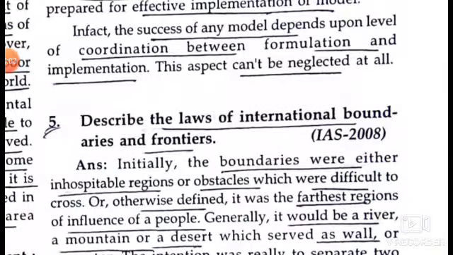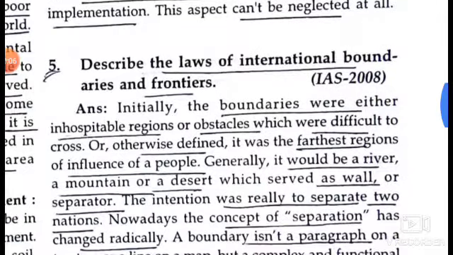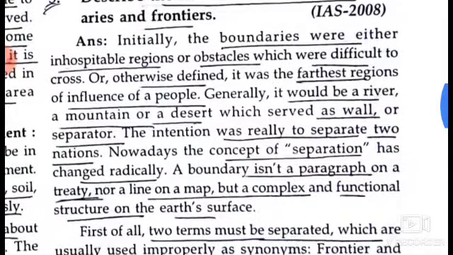Describe the laws of international boundaries and frontiers. Initially, the boundaries were either inhospitable regions or obstacles which were difficult to cross or otherwise defined. It was the farthest regions of influence of a people. Generally, it would be a river, a mountain, or a desert which served as a barrier or separator. The intention was really to separate two nations.